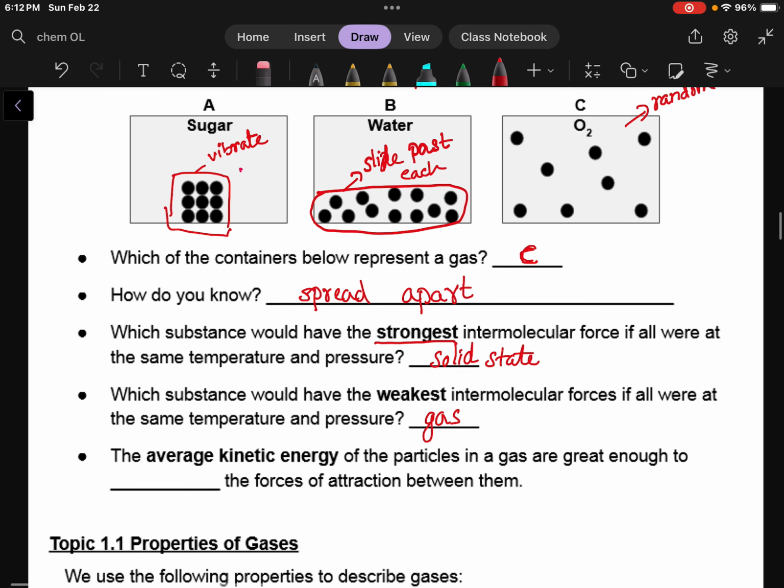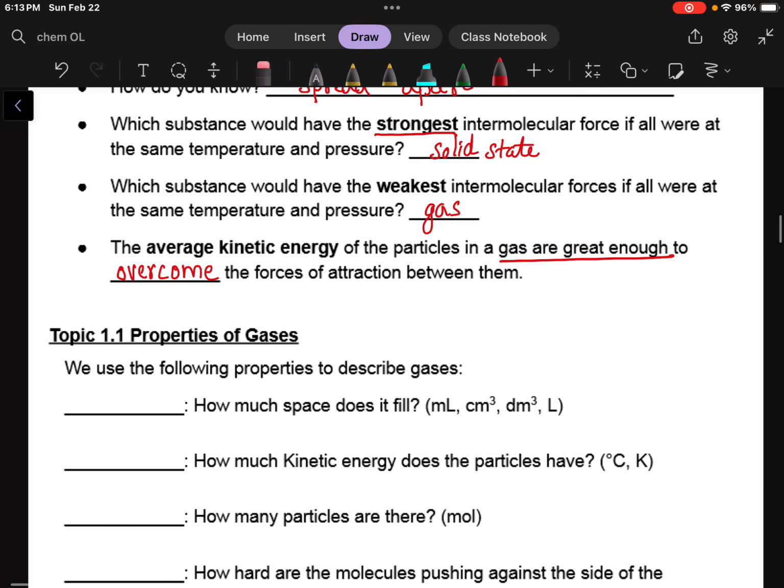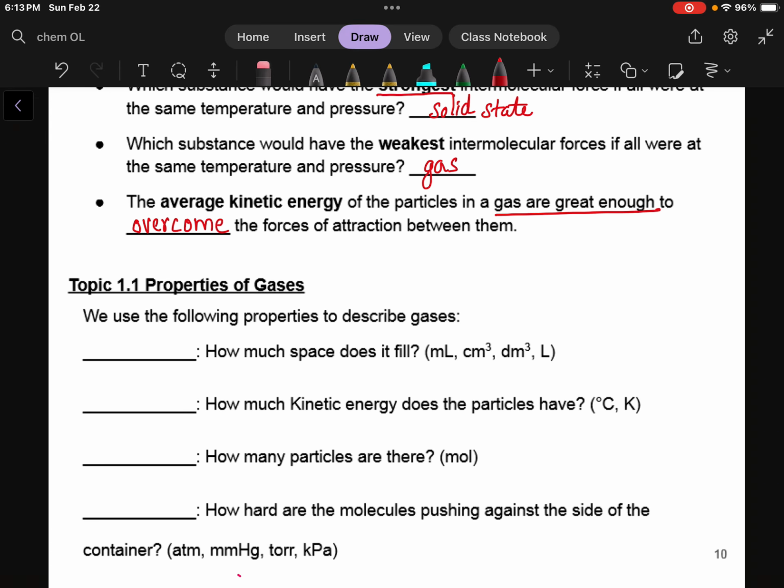Okay, then the average kinetic energy of the particle is great enough to overcome the intermolecular force. So in gas, the intermolecular force will be broken by their kinetic energy. So we can say that they have enough kinetic energy to overcome the strongly attractive force that may exist between them. That's why they are freely moving. Okay, so let's go ahead and explain properties of gases.